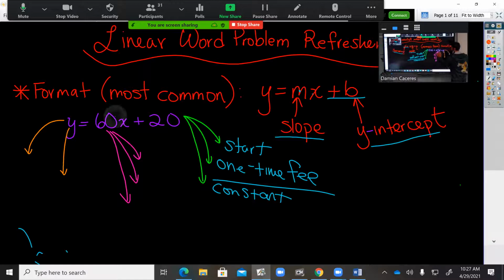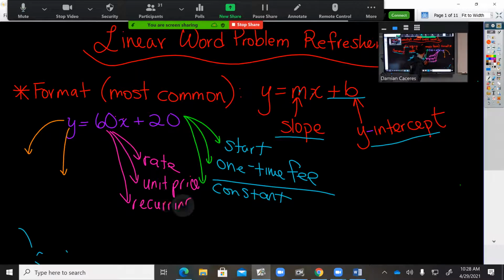Now, the number that's touching the variable, that means that it's being multiplied to the variable. That is the slope, which we call rate. Slope could be called the rate. It could be called the unit price. But more importantly, anything that's a recurring charge. What does recurring mean? That means it's going to happen monthly, daily, and so on and so forth.